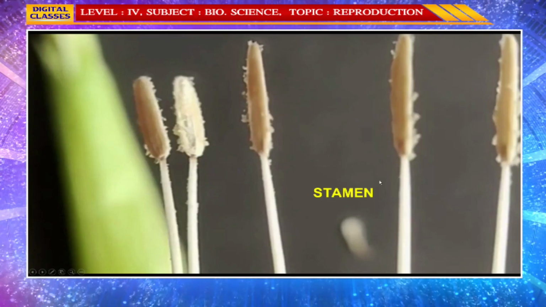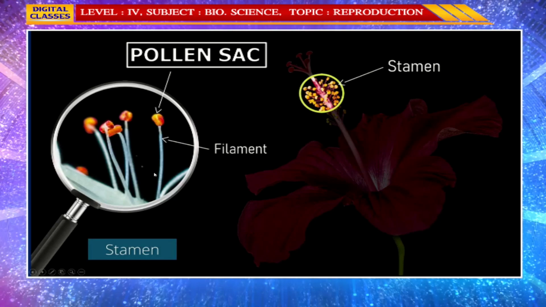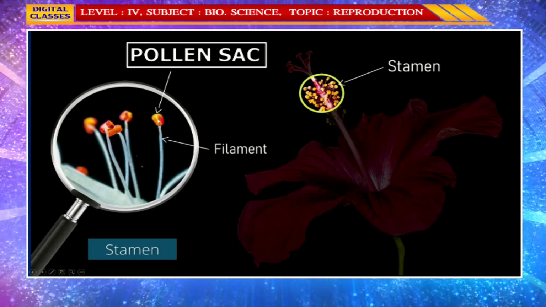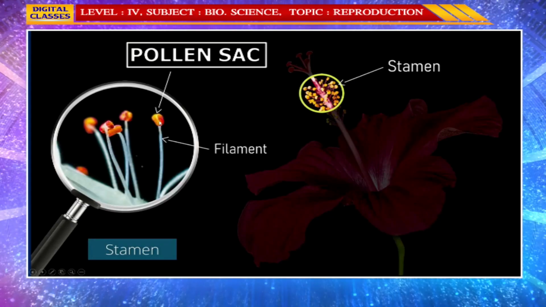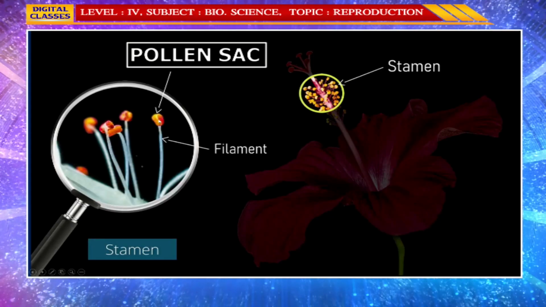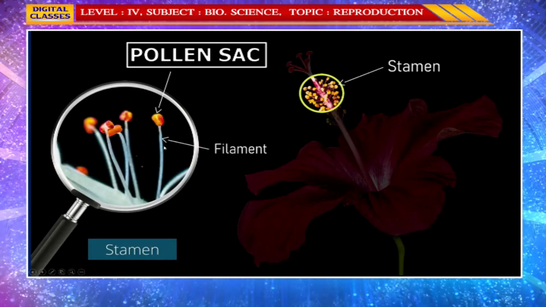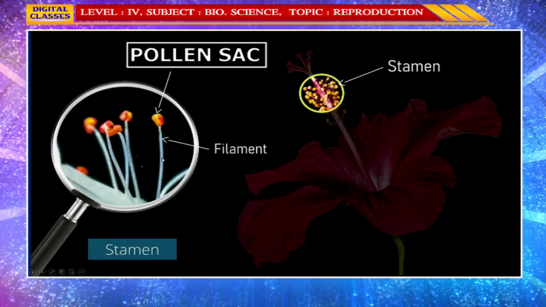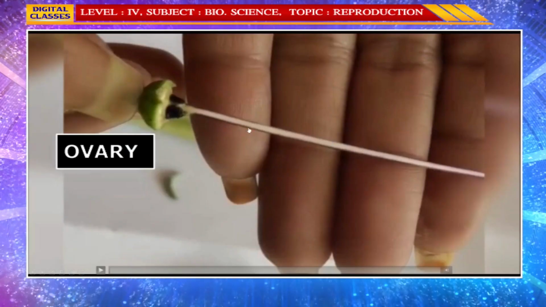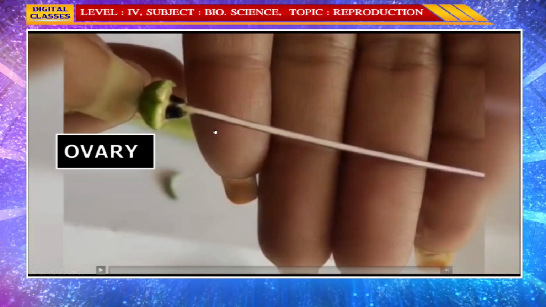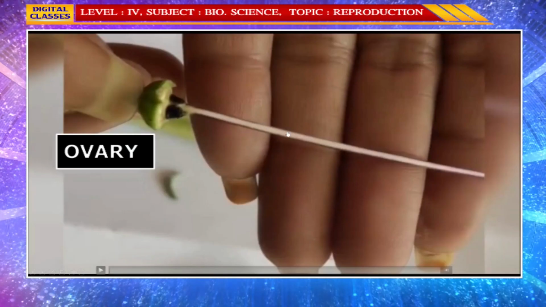In the stamen there are two parts. This is the filament and this is the pollen sac. This pollen sac produces pollen grains. Pollen grains are the male gametes. Hence, this third whorl, stamens, is called as androecium, and this is the fourth whorl, the innermost whorl of the flower, and this is called as pistil.